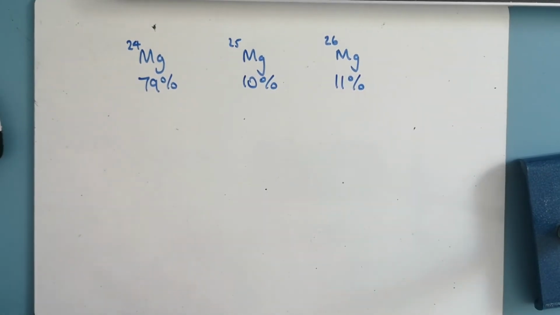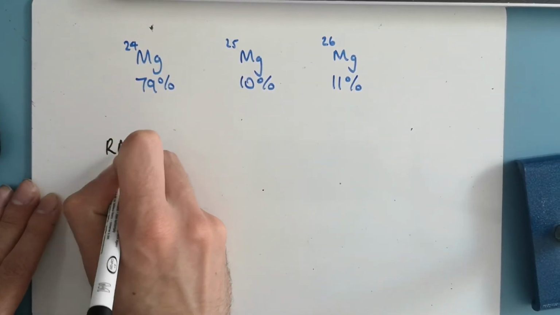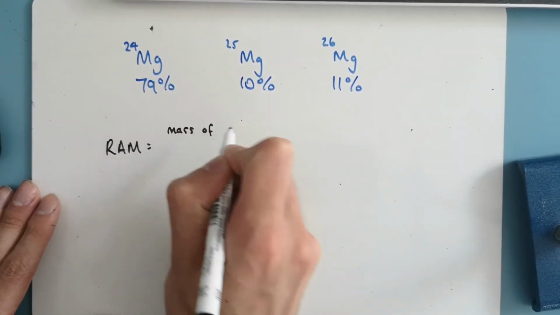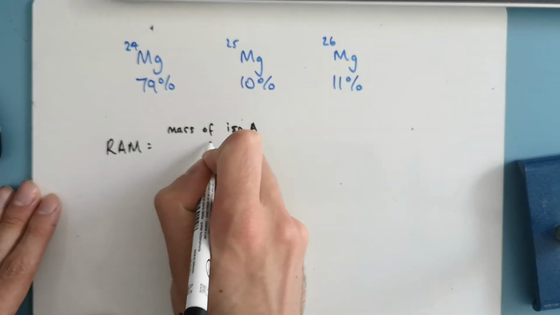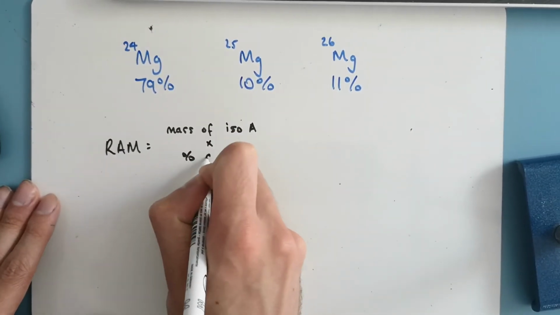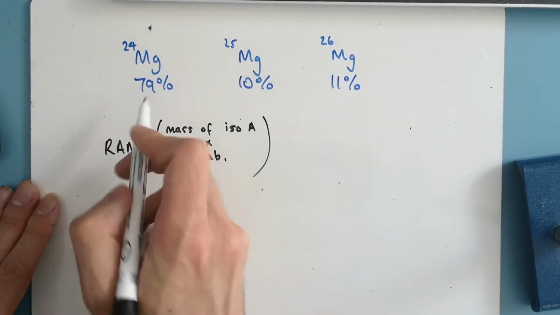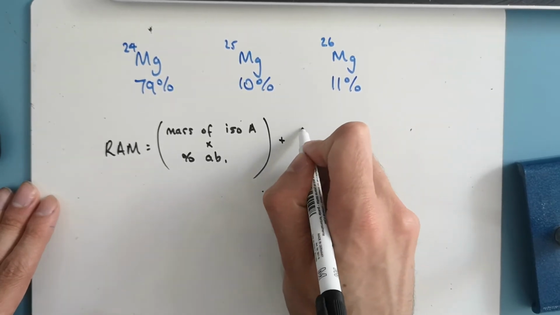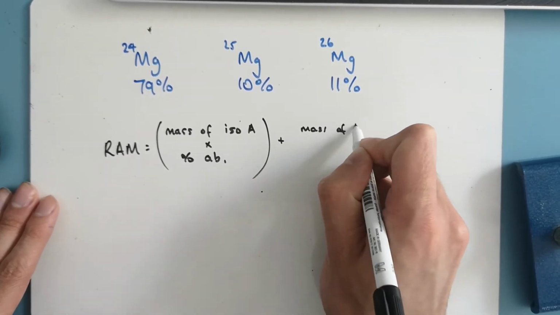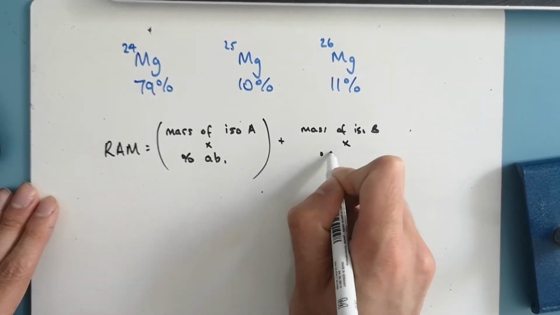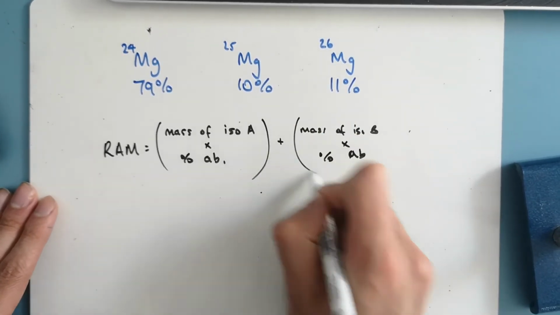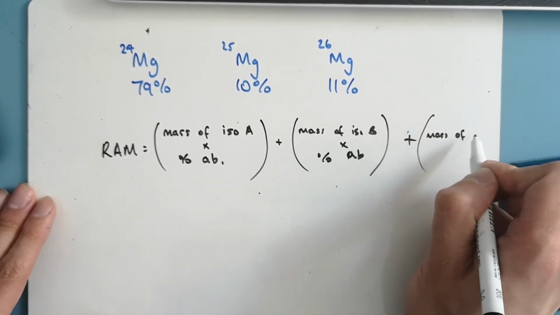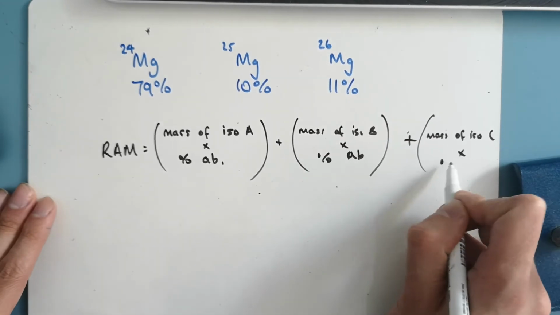And we're going to do a simple calculation to work out the relative atomic mass. And what we do is we take the mass of isotope A and times it by its percentage abundance. So we've got here 24 times 79. That is going to get added to the mass of isotope B times its percentage abundance, and then finally mass of isotope C times percentage abundance.